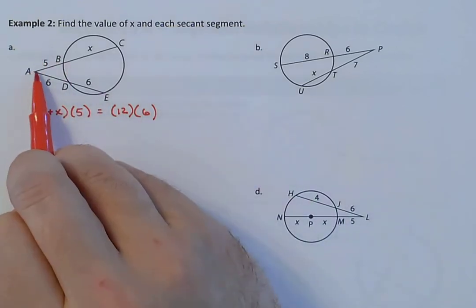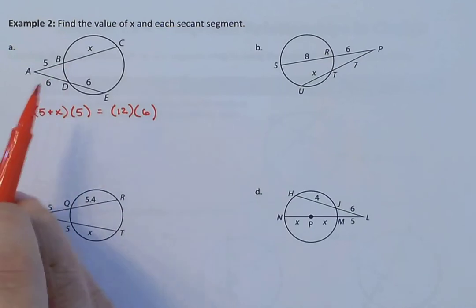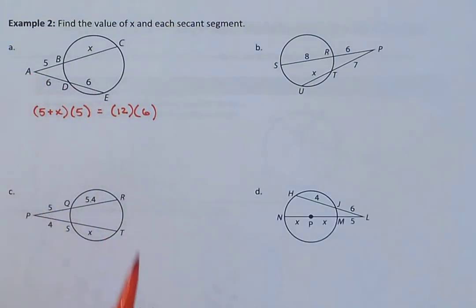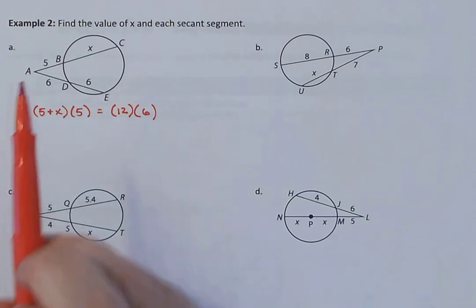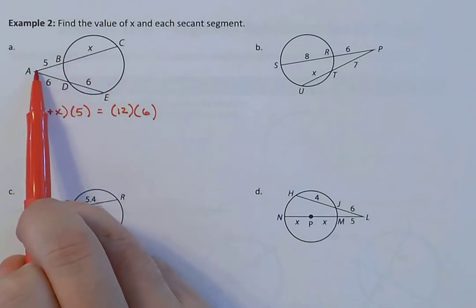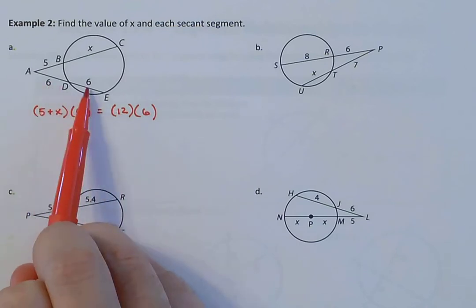So it's the whole thing times its external part. The whole thing times its external part. So when you're trying to figure out the whole secant, you have to add the two parts together, the external and the part inside the circle. So that's where this 5 plus x comes from, because it's both these parts added together. 12 comes from 6 plus 6.